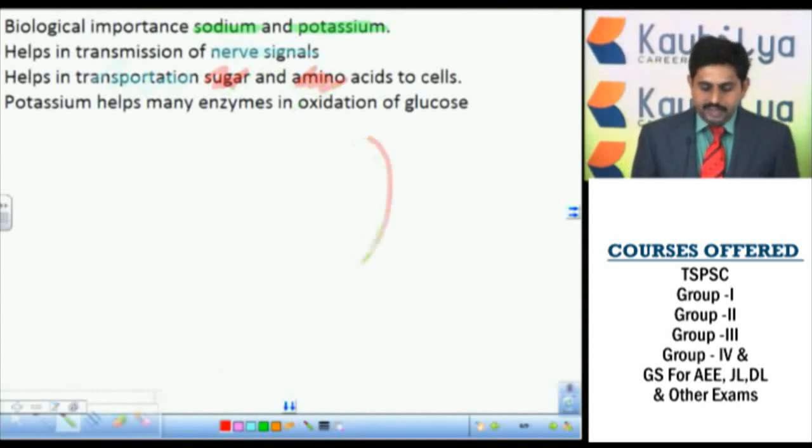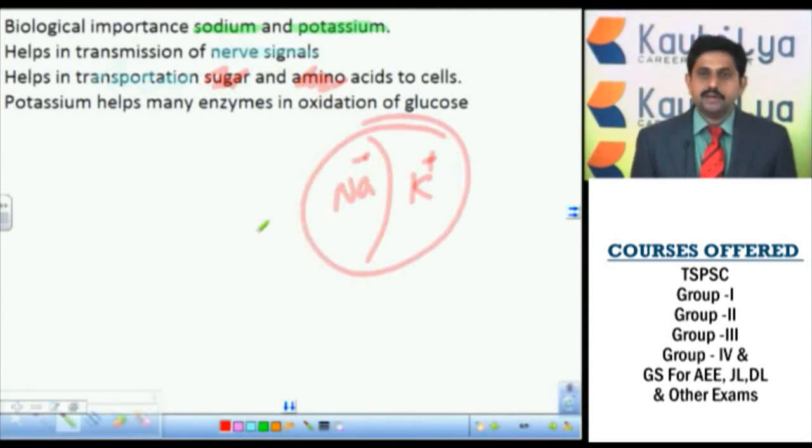One is present outside and one is present inside, right? So they are maintaining an equilibrium. The electrochemical gradient is maintained here.